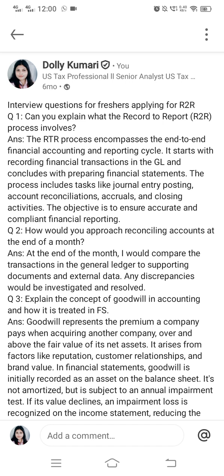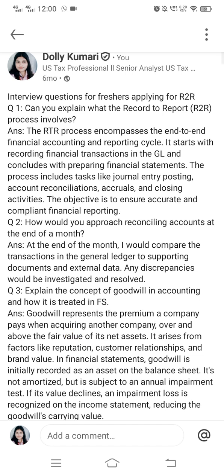So this is the first question, and this question in itself covers the whole process of R2R, and the answer is so great that you will find each and everything while you work in the professional world: this is how the posting is done, this is how the account reconciliation is done, and this is how closing is done. So it's really beautiful to work in R2R.